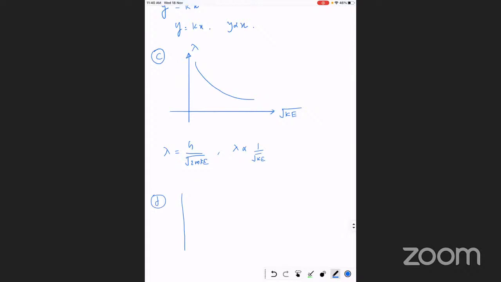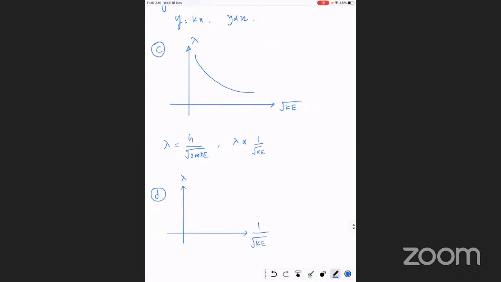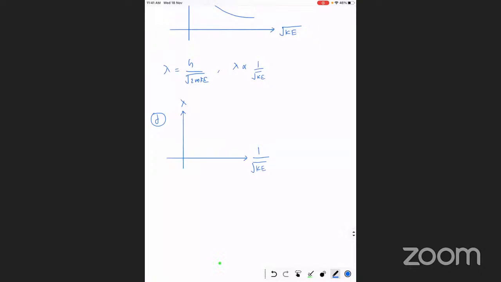What should be the nature of graph between lambda and 1 upon under root kinetic energy? Straight line, because lambda is equal to h upon under root 2m KE. So in place of lambda, you can assume y. h upon under root 2m is a constant, and 1 upon under root KE, you can put as x. So it should be a straight line.